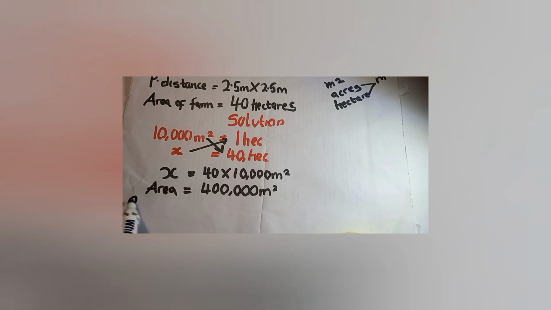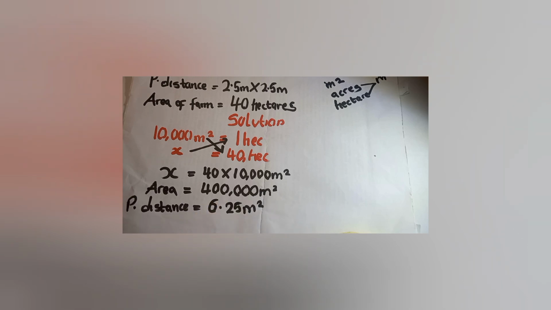Now the next thing to do is to find your planting distance. The planting distance, don't forget, is equal to 2.5 meter times 2.5 meter. So 2.5 times 2.5 is 6.25 meter square. The planting distance is 6.25 meter square. So now, since you have gotten the area and you have gotten the planting distance, you can proceed to calculate the plant population of 40 hectares of farmland.